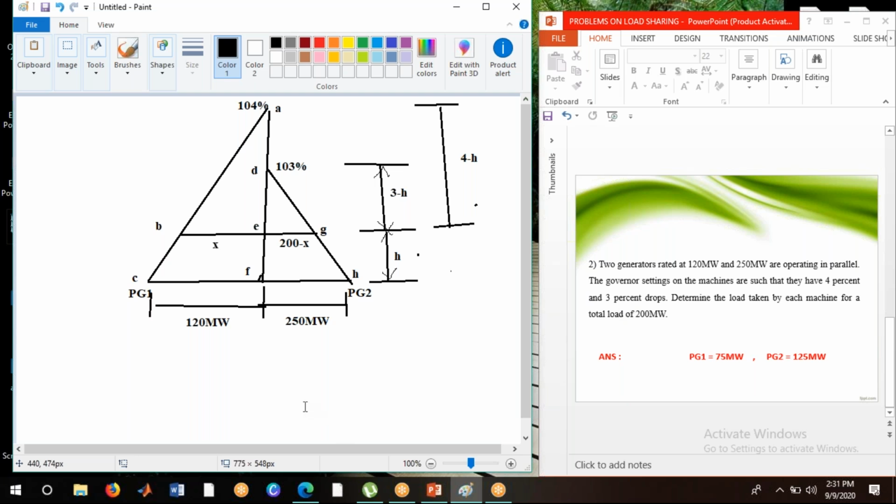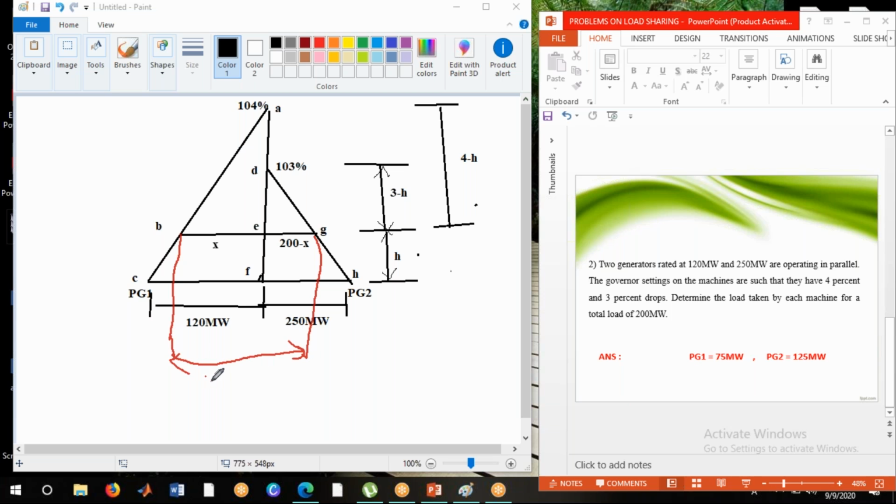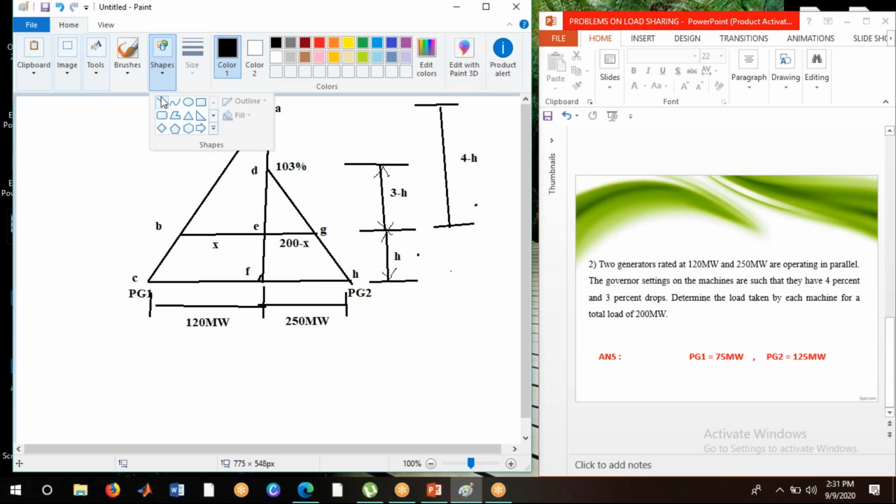So we have the two generators. One is 120 megawatt, another one is 250 megawatt. For this, we have to find the load sharing among these two generators, out of 200. Okay, now I will draw this here. You can get it easily.